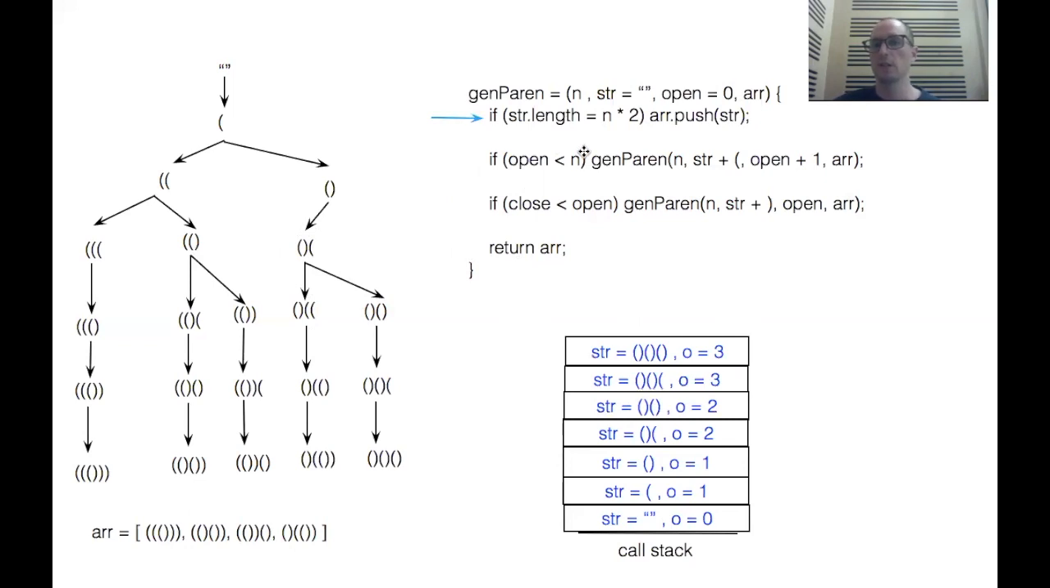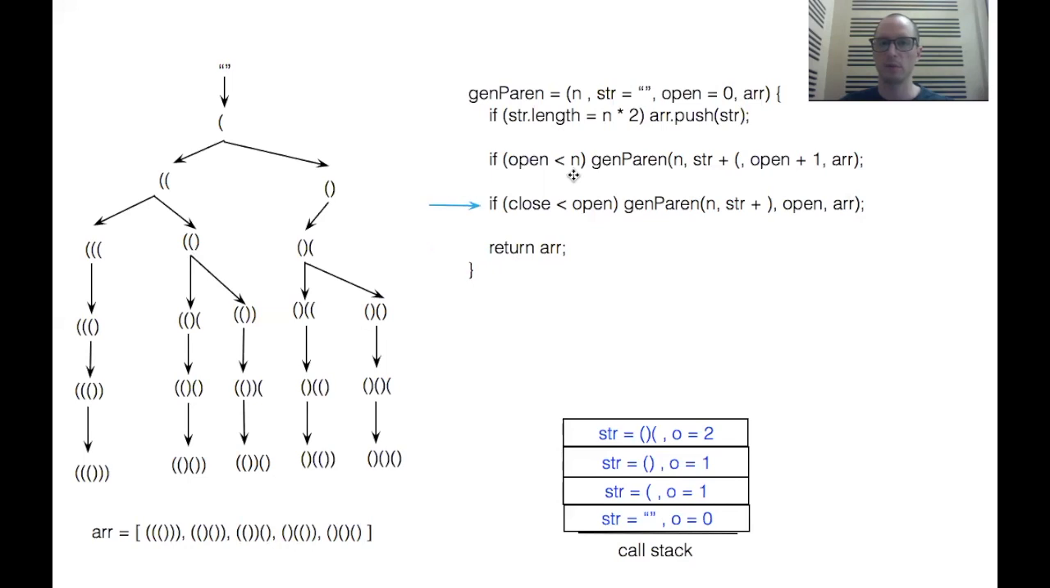And now this satisfies the if statement. Our string is n times 2, so we'll push that into our answers array. And we'll move through our lines of code because we cannot add any more parens, popping this off the stack. And we will then just pop our way all the way back up through the tree until we get back up to the top.